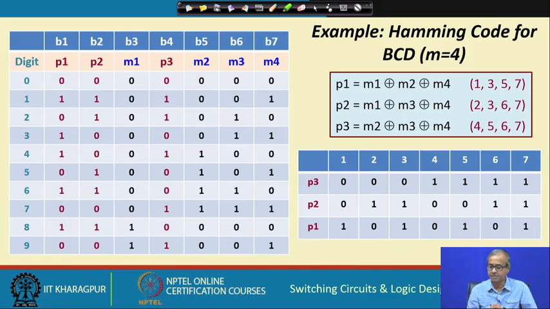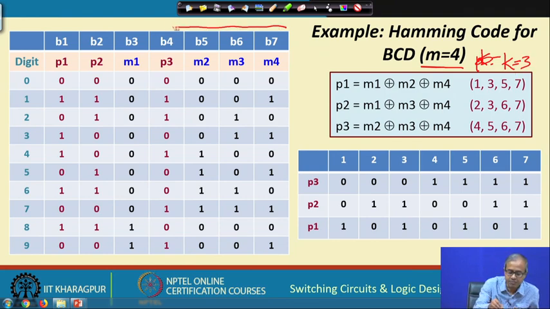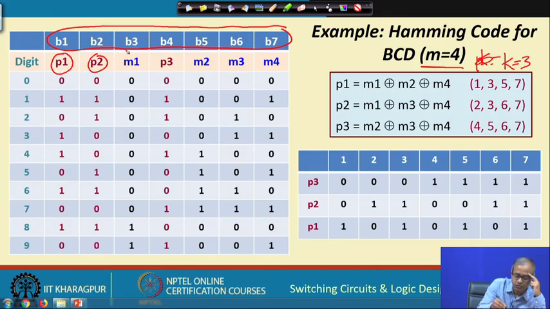Let us take this example for m equal to 4, as I said. For m equal to 4 we had said that the value of k must be equal to 3. So, we need 7 bits, 4 plus 3, b 1 to b 7. And I said we insert the parity bits in those positions which are powers of 2, that means bit positions 1, 2 and 4. My 4 information bits are located in the remaining positions 3rd, 5th, 6th and 7th.